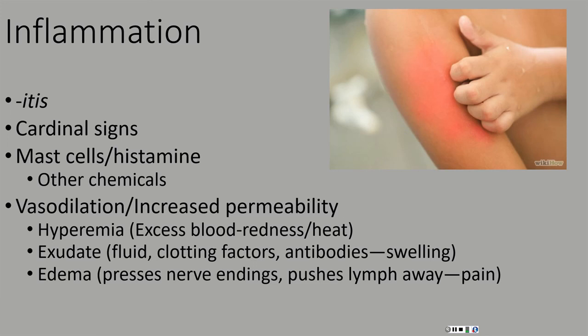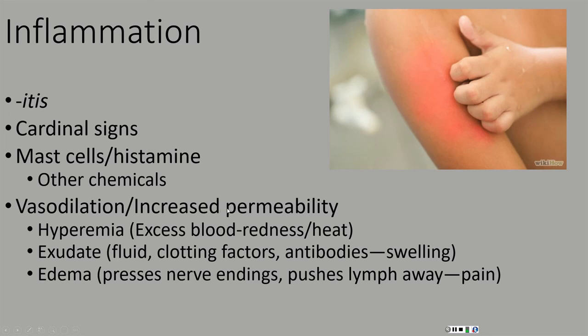And these other chemicals will do a few things. One, they're going to attract our immune system to that area. They're going to attract leukocytes. But they're also going to do a few other things. When we have inflammation, we get vasodilation. Our blood vessels dilate to let more blood come to the area. And they're going to have increased permeability. Remember, our capillaries and venules are really permeable. But they become more permeable when these histamine and other chemicals are being released.